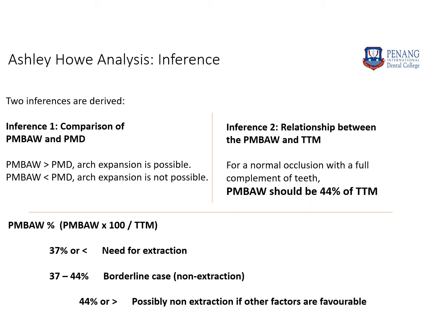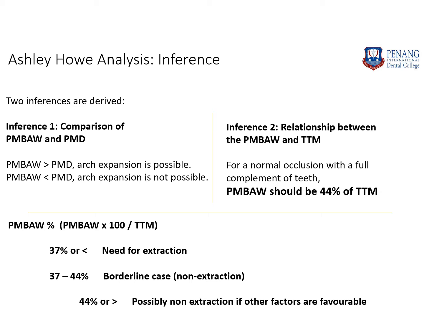So what is the inference you are able to gather from Ashley-Howe analysis? There are basically two inferences which can be derived. Inference one is the comparison of PMBAW and PMD, that is premolar basal arch width and premolar distance. If PMBAW is more than PMD, then you can say that arch expansion is possible. If, on the other hand, PMBAW is less than PMD, arch expansion is not possible.